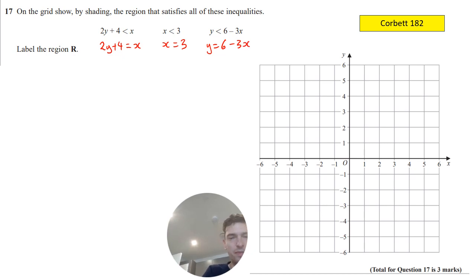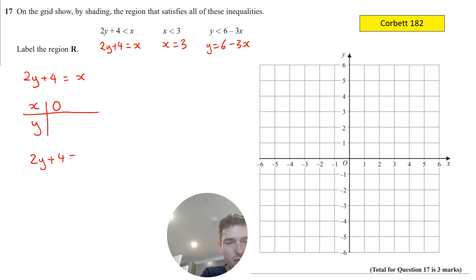So for the first one, let's just write out the equation again. Let's think about my table of values. So what values of x can I choose? Well, what happens if x is 0? It's a little bit tricky, this one, because what I've got is 2y plus 4 equals 0. And I now need to find my value of y. So I can minus 4 from both sides, and I get 2y equals minus 4, y equals minus 2. So my first y value is minus 2.